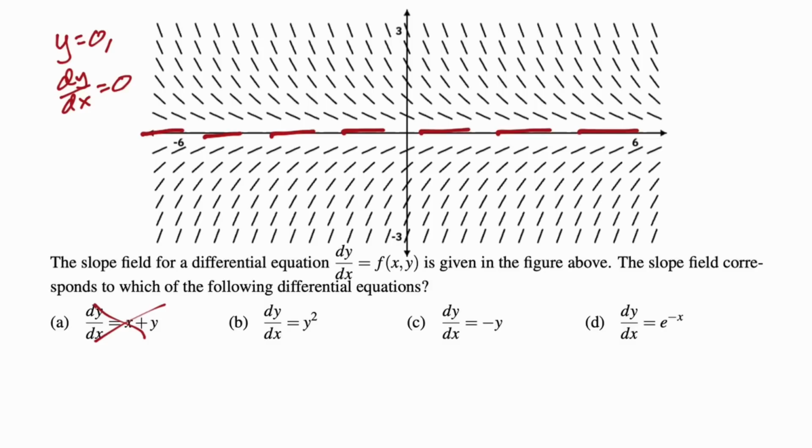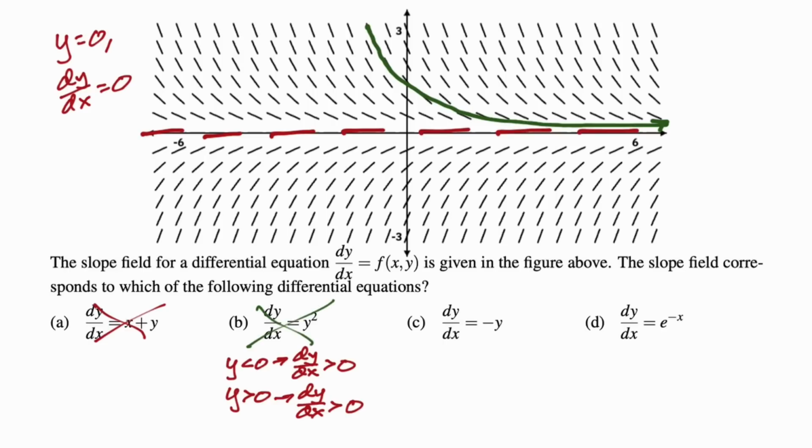So let's just investigate. For this next one, if y is less than 0, using dy/dx as y squared, we're always going to get positive. It doesn't matter if y is positive or negative. We would always just get positive slopes, but you can see there are places where there are negative slopes, namely if y is positive. So we're going to cross this one out.